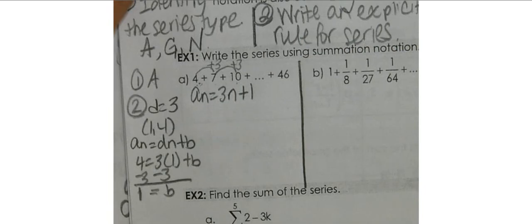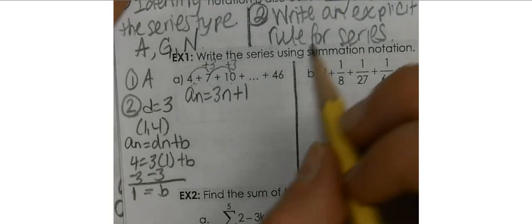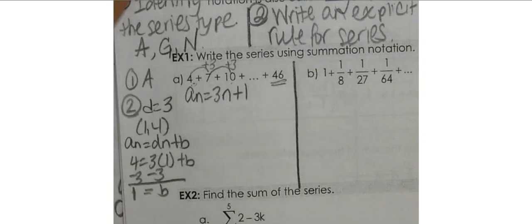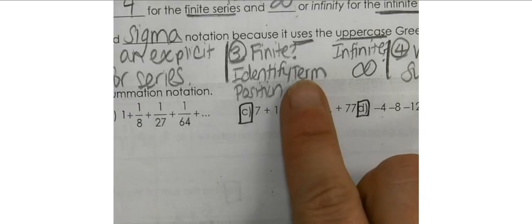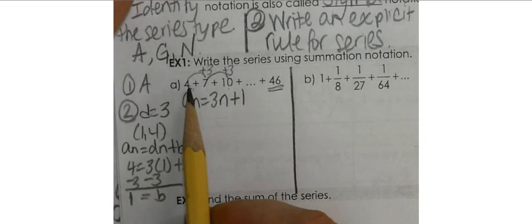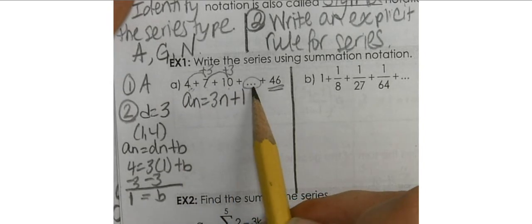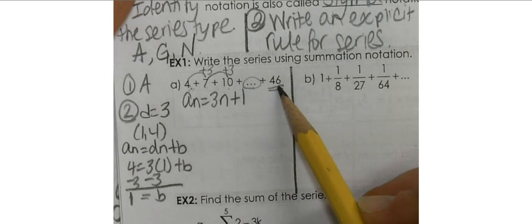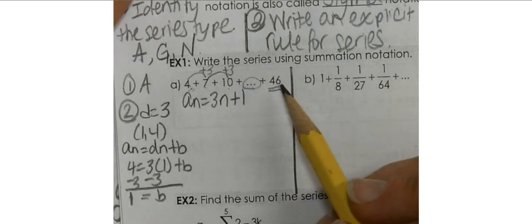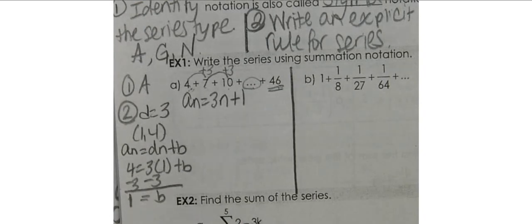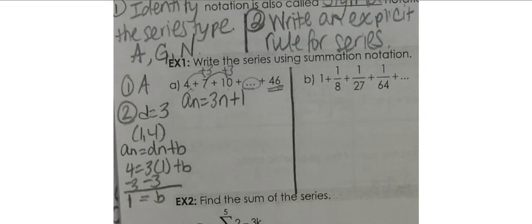So now that I have my rule, the next thing I need to do is, since this is finite, we have ourselves an ending term, I need to identify my term's position. Notice that we have 4, 7, 10, that's the third position. Then this dot, dot, dot indicates that we've got a few more numbers in between, and then 46. So I need to know how many terms there are, what position is 46 in? Is it the 10th term, 11th term, 12th term? We need to figure that out. Is it the 100th term?